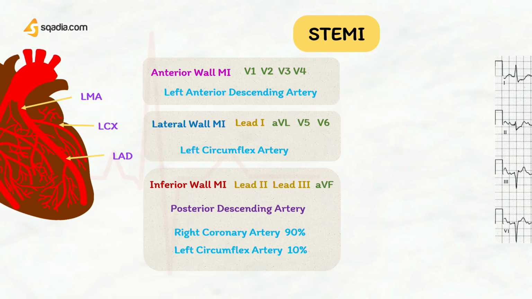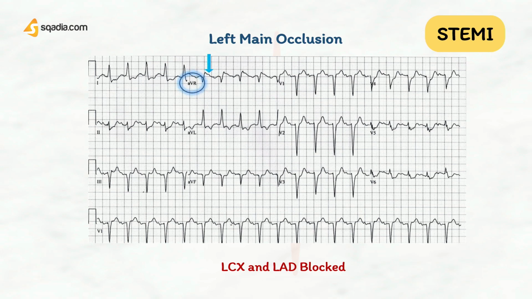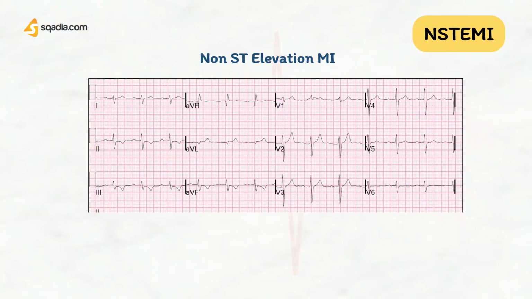Now, sometimes you may see this kind of ECG, which involves a large territory, and it actually is as dangerous as it looks. This is a left main occlusion, which involves the LAD and the LCX. The hallmark is an ST elevation in the AVR lead, and everywhere else you see ST depressions, which may make you think that this is not an ST elevation MI, and that's why it's important to remember to look at the AVR.